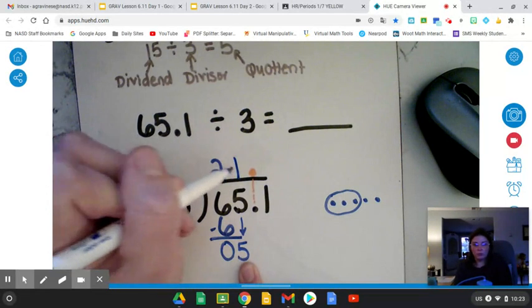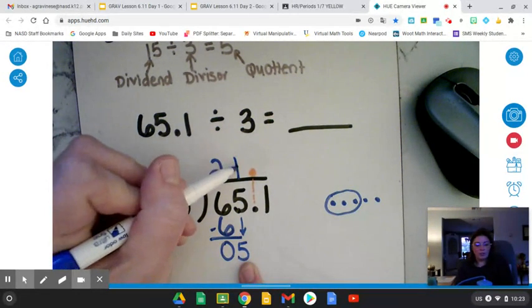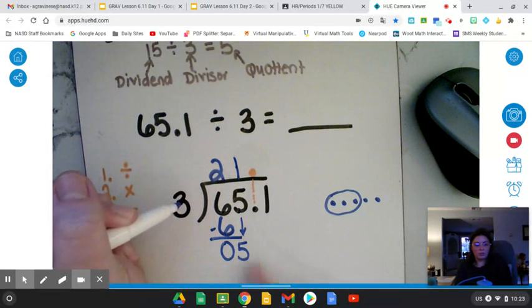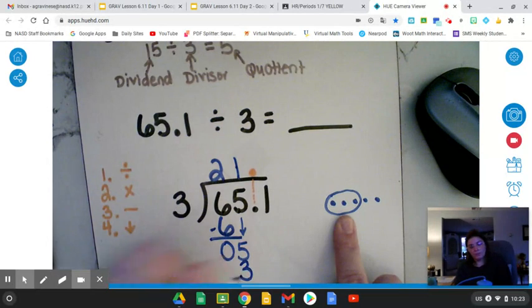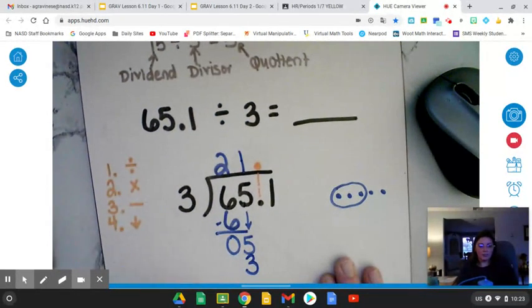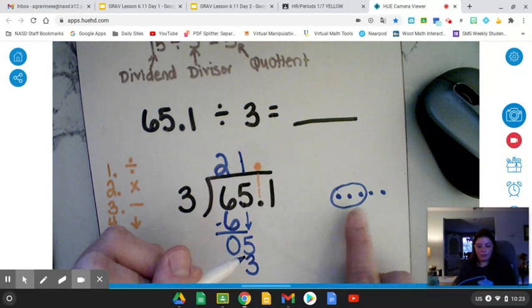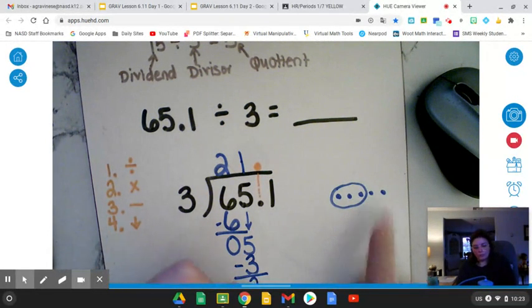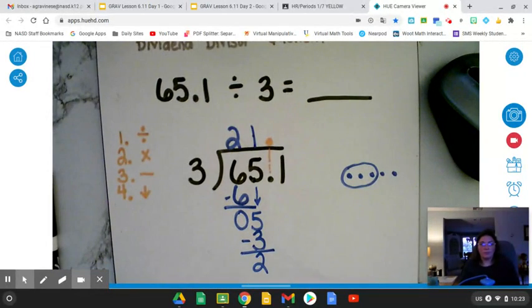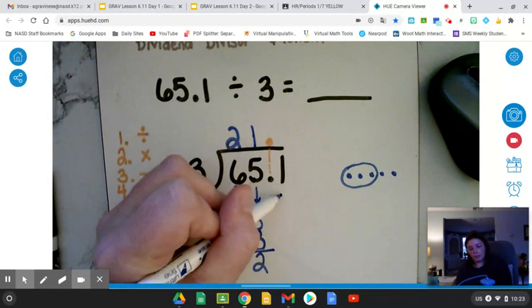It matters where you line things up. I multiply the one I just wrote times 3 because I had 1 group of 3, and 1 times 3 is 3. Then I subtract. When I had 5 and I took out a 3, what's left? 2. And then I bring down my next digit. Bring down this 1.